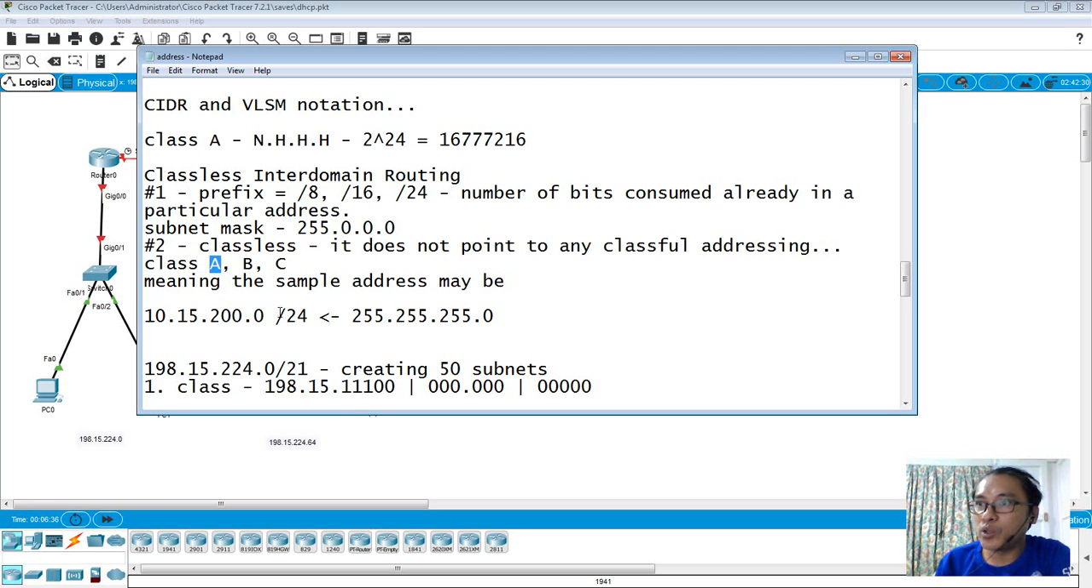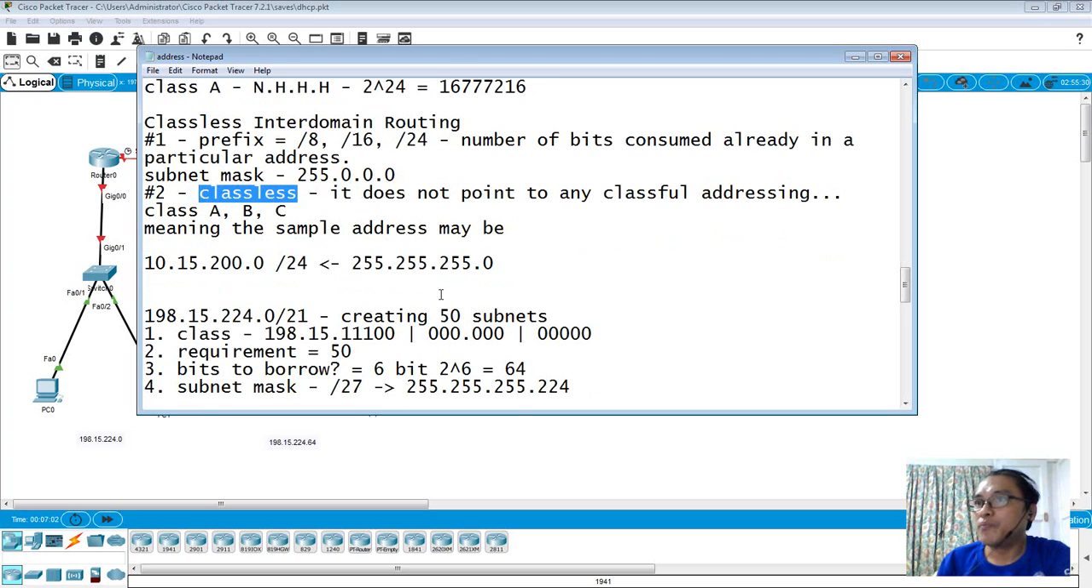But if you notice that the subnet mask of this address is /24, that means 255.255.255.0, which is a subnet mask of a class C. This contradicts the fact that a class A has a subnet mask of 255.0.0.0 rather than this one. So that makes this classless. To go further, we're going to compute an example of how classless interdomain routing is computed.